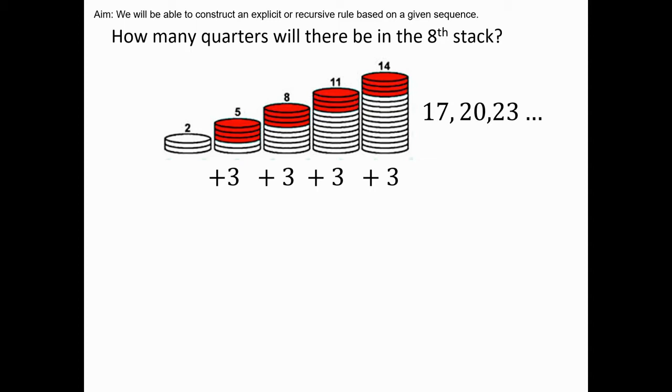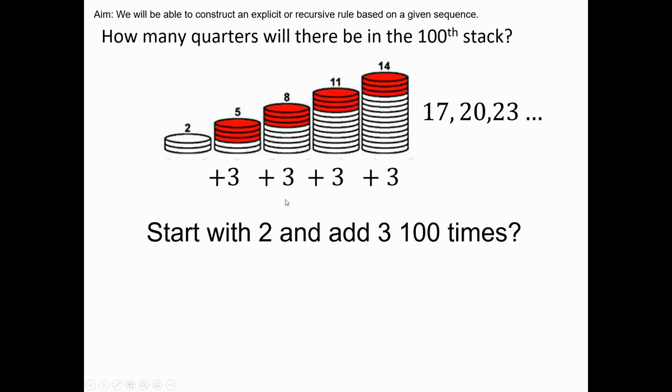But this gets a little more complicated when I ask, what would be in the 100th stack? Do you really want to add 3 a bunch of times? Wouldn't it be better for us to just take a shortcut, perhaps? If we just jump to the 100th stack, what did we start at? Look at this. We start at number 2. We're adding 3 a bunch of times. So can we just add 3 100 times? And a lot of you are probably thinking, yeah, we just start with 2 and add 3 100 times.